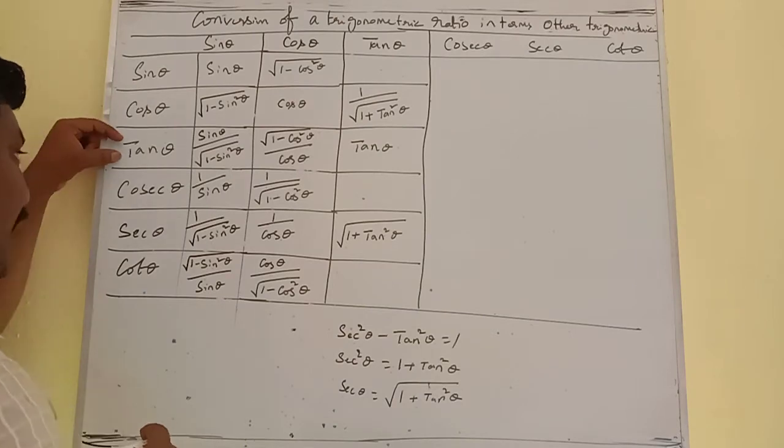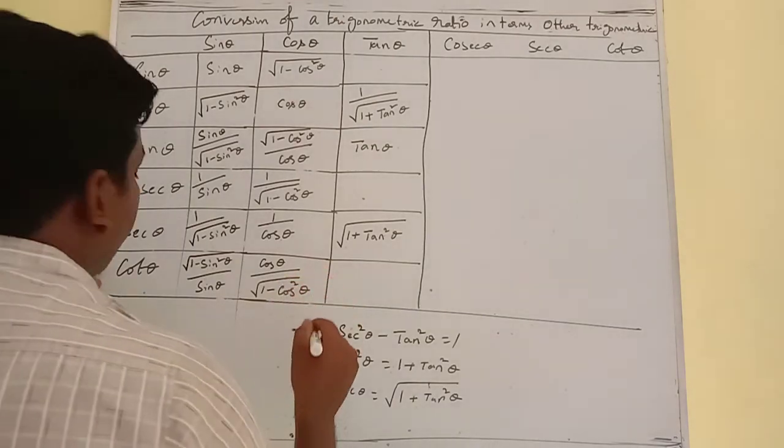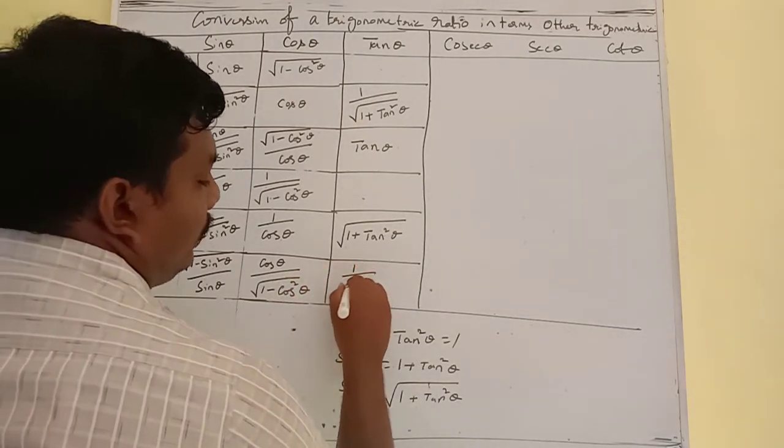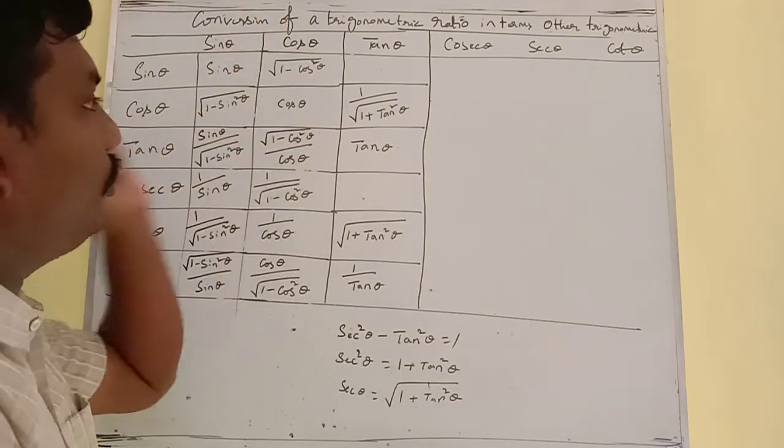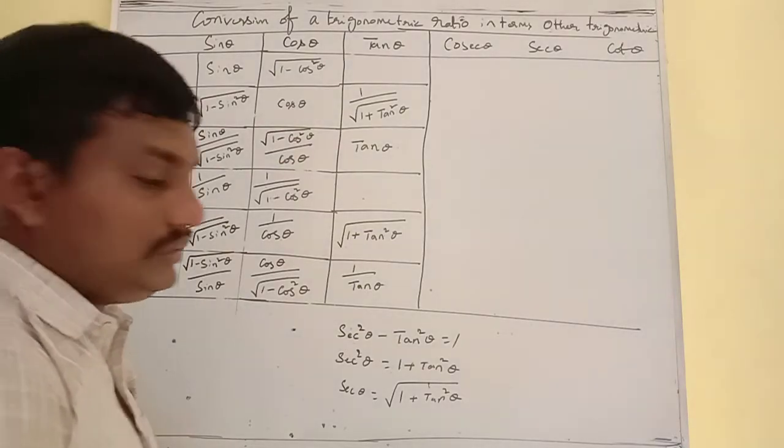Then once you know tan, we have to find cot. Cot is very simple. Cot is 1 by tan. This is 1 by tan theta. Then what about sin theta and what about cosecant theta? So we know the sin theta value.